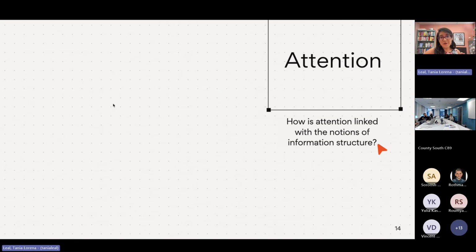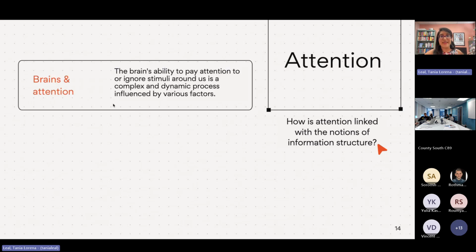At this point, I want to shift gears a little bit to talk about attention. At the basic level, attention is the brain's ability to tune in to certain stimuli while ignoring others. It is a dynamic, context-driven process. What we notice or prioritize depends on relevance and expectation.